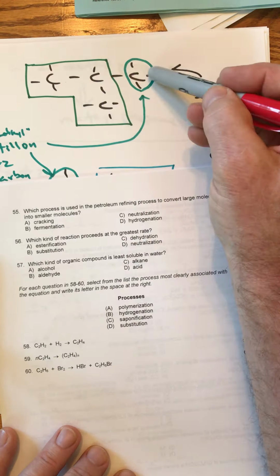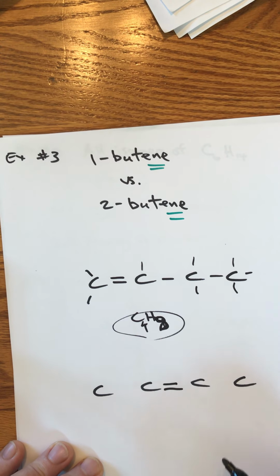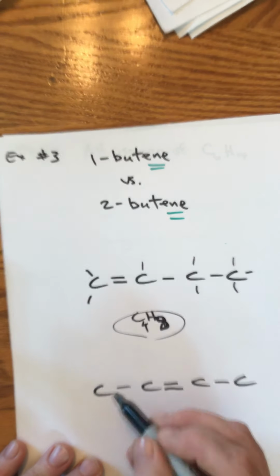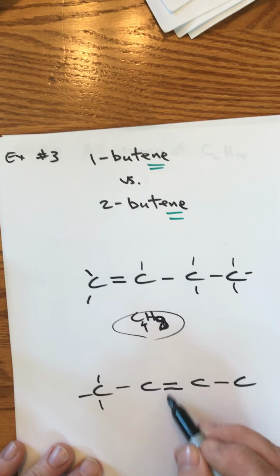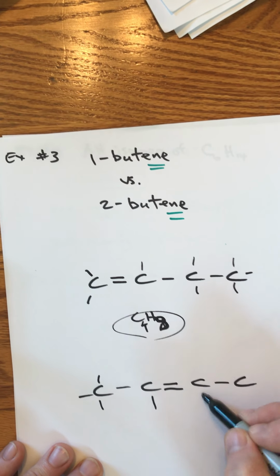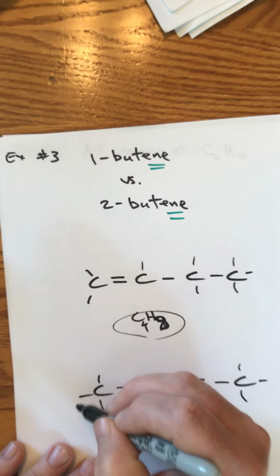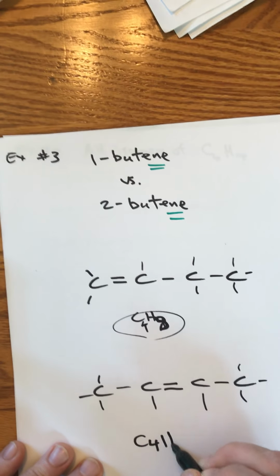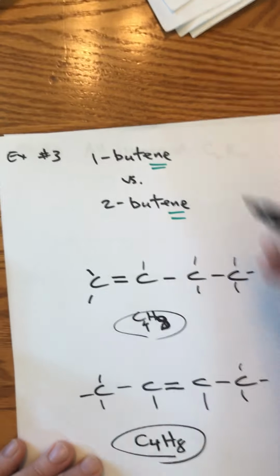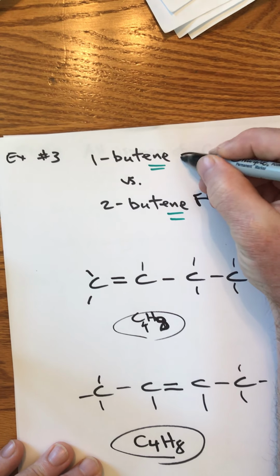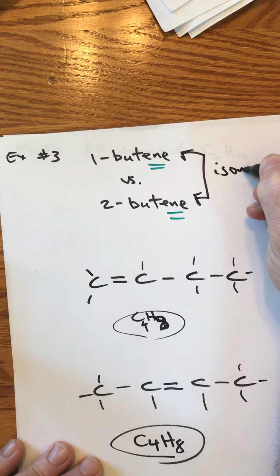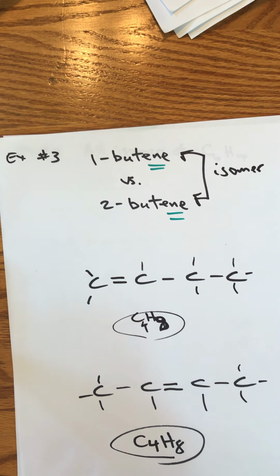What about the second one? 2-butene. Starting on the second carbon, make your double bond. All of the others are singles. 1, 2, 3, 4, 5, 6, 7, 8. C4H8. Again, yes, these are indeed isomers. They have the same molecular formula, but different structural formulas.